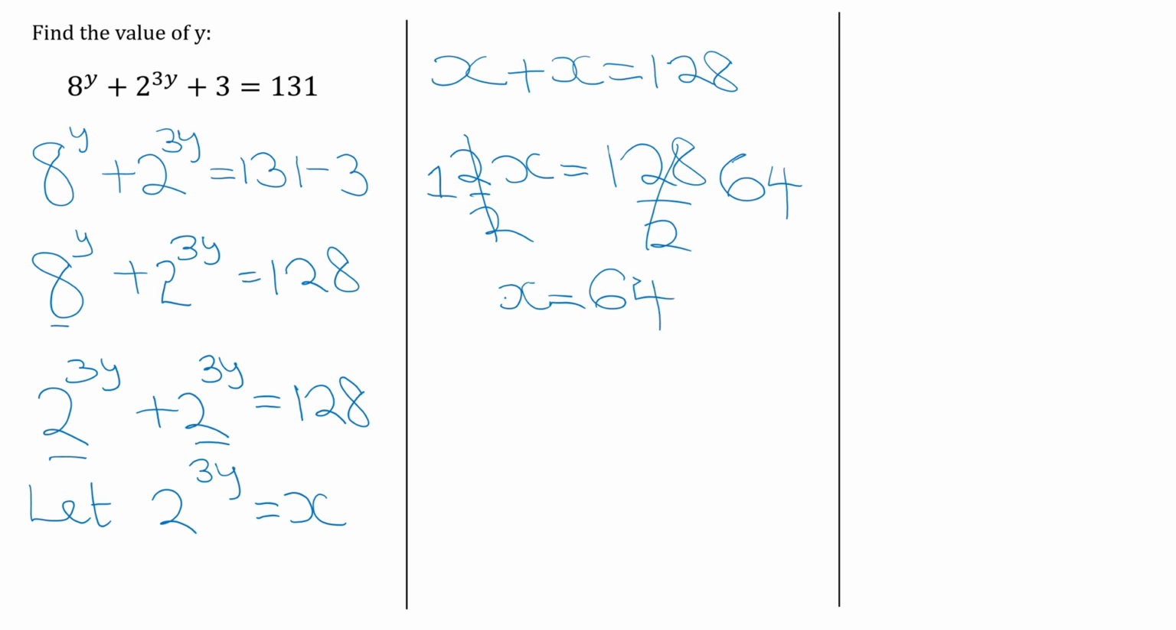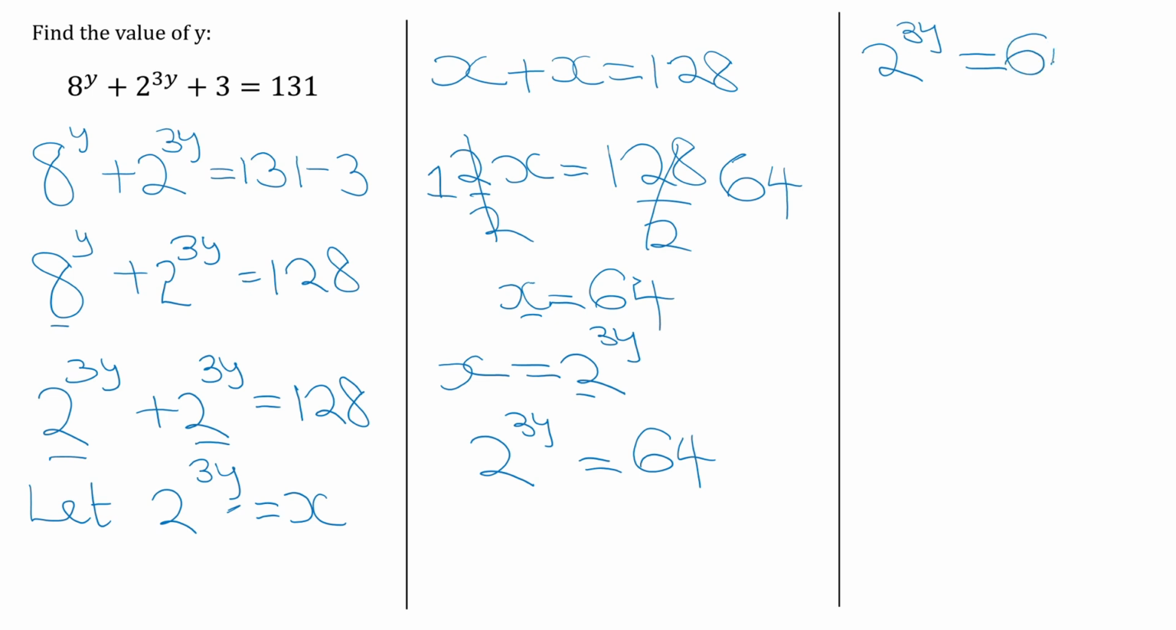But we are not interested in x. We are interested in the value of y. Remember, we said x is equal to 2 to power 3y. So we replace this one with this one. You'll have 2 to power 3y is equal to 64. 2 to power 3y is equal to 64 implies that 2 to power 3y is equal to 2 to power 6.